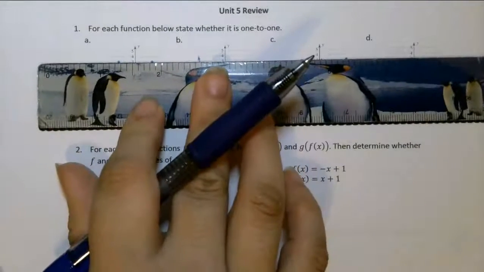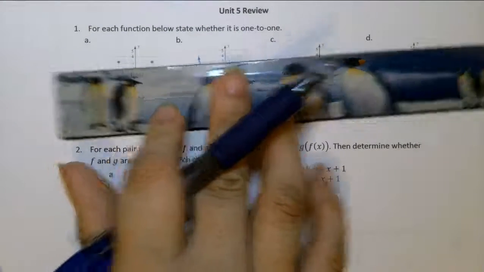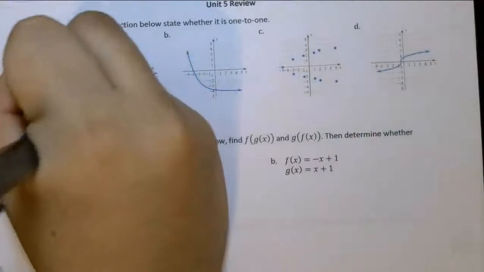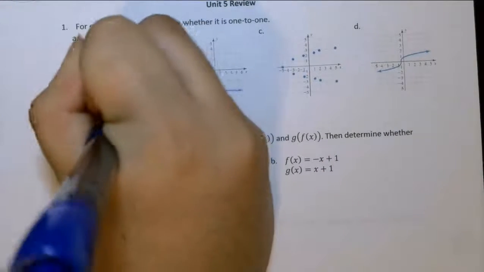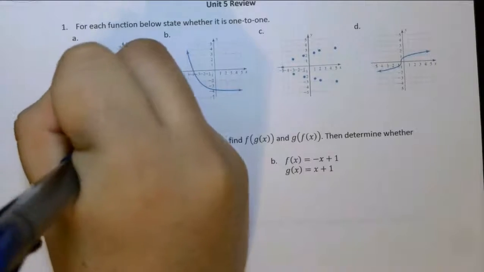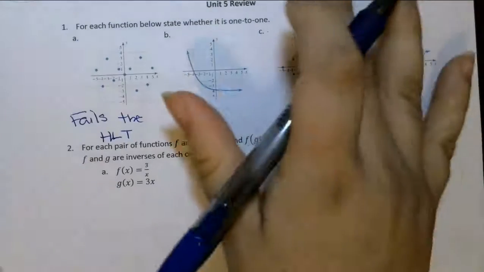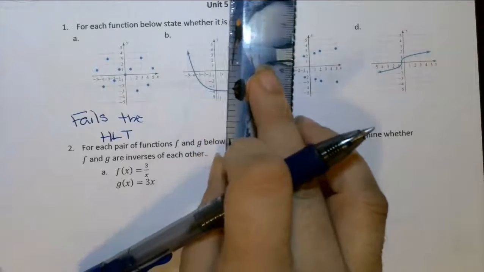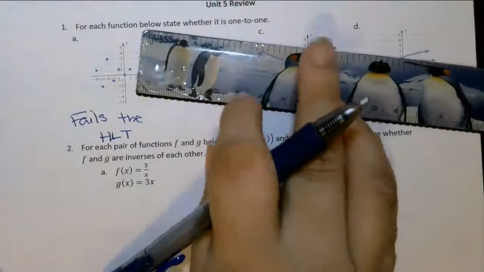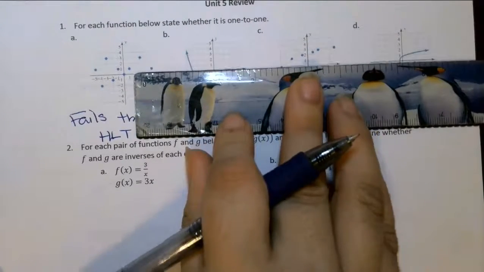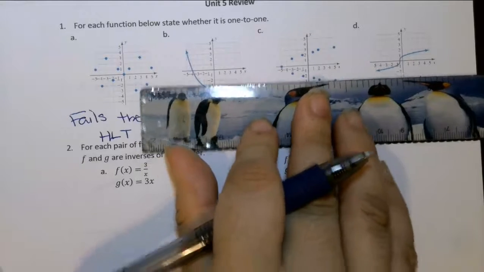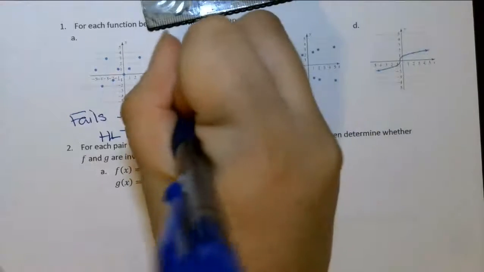Then I want to see if it passes the horizontal line test. It does not. So this one fails the horizontal line test. On number 2, I want to make sure it's a function, passes the vertical line test. This one also will pass the horizontal line test because that one is not a straight line, it's getting closer to it. So this one is one-to-one.